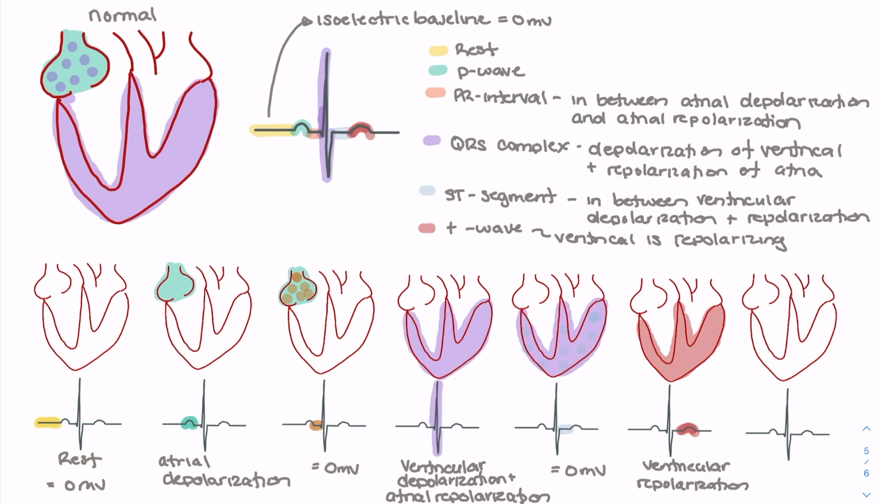And then finally, we get back to rest. So we're right back to that beginning portion that we talked about initially, where nothing is happening. We're at that rest period in between contraction, and we're again going to have a net charge of 0 millivolts, or we're going to see net movement of 0 millivolts.